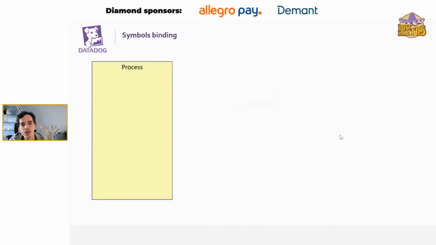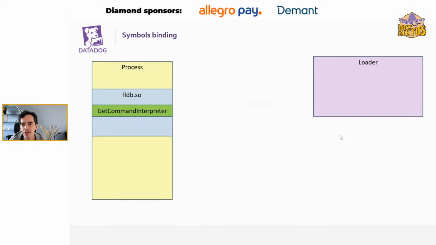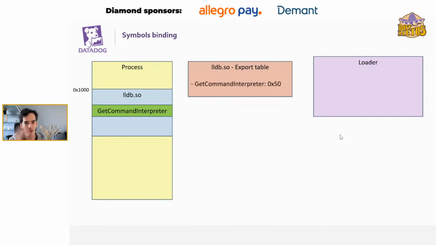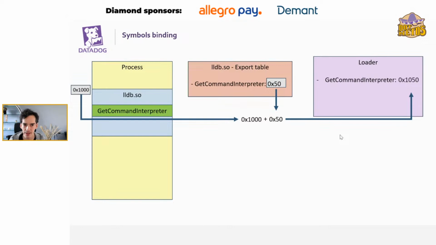Well, there is one component that is going to make everything work, and this is the loader. I've put it on the side, but it's actually inside of the process. At runtime, we are going to load LLDB.so, and let's say we load it at address 1000. The loader is going to have a look at the export table, and here it's going to see that there is a getCommandInterpreter function at offset 50. So the loader is going to think, okay, LLDB was loaded at address 1000, and getCommandInterpreter is exported at offset 50. So if we add them, I know that in my process, I have getCommandInterpreter at address 1050.